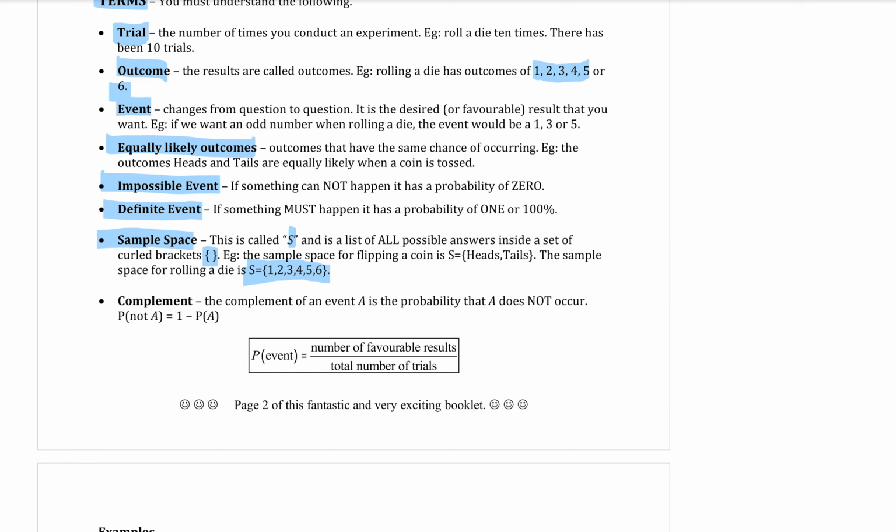The complement. The probabilities of any event should always add up to equal 1.